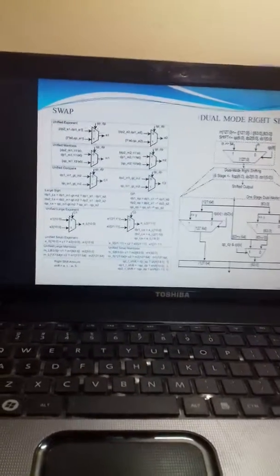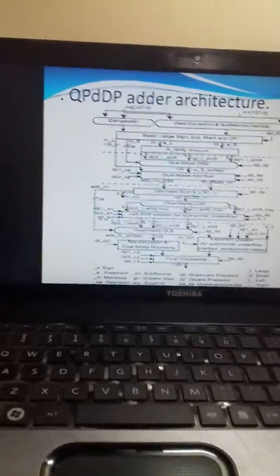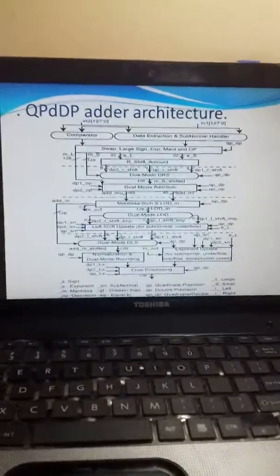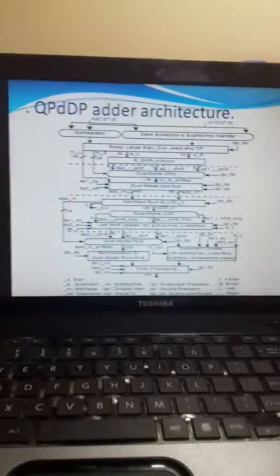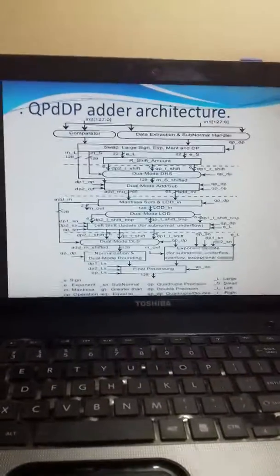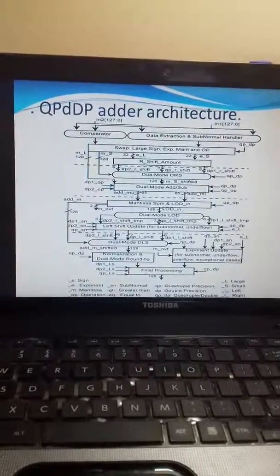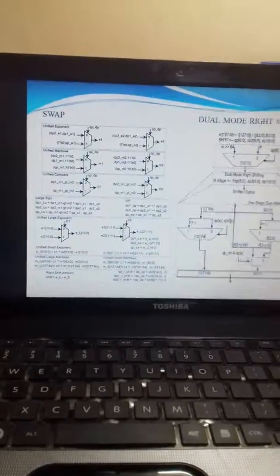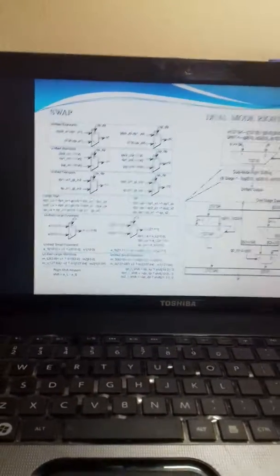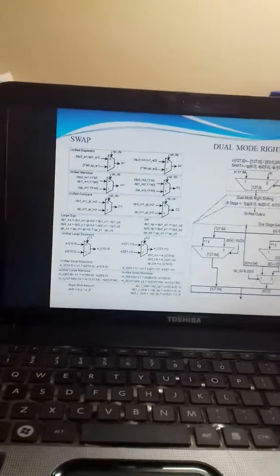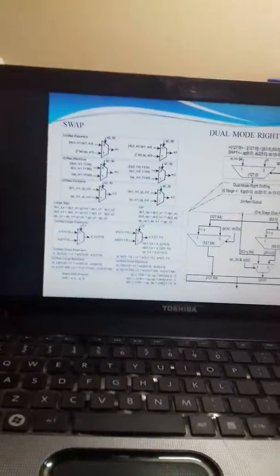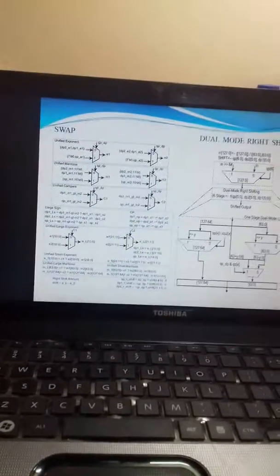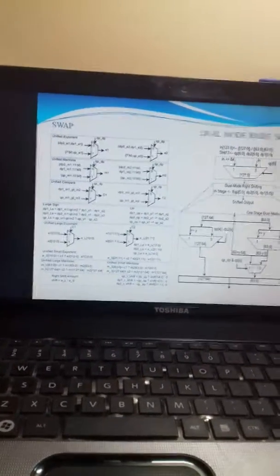And also we have one thing here. This is QPDP. Whenever QPDP is 1, it will operate in quadruple mode, and whenever QPDP is 0, it will operate in dual mode. And then we have the dual mode right shifter. The output from swapping is given to the dual mode right shifter. This right shifts by the difference of large and small exponents. It is right shifting the small mantissa of QP or both DP.